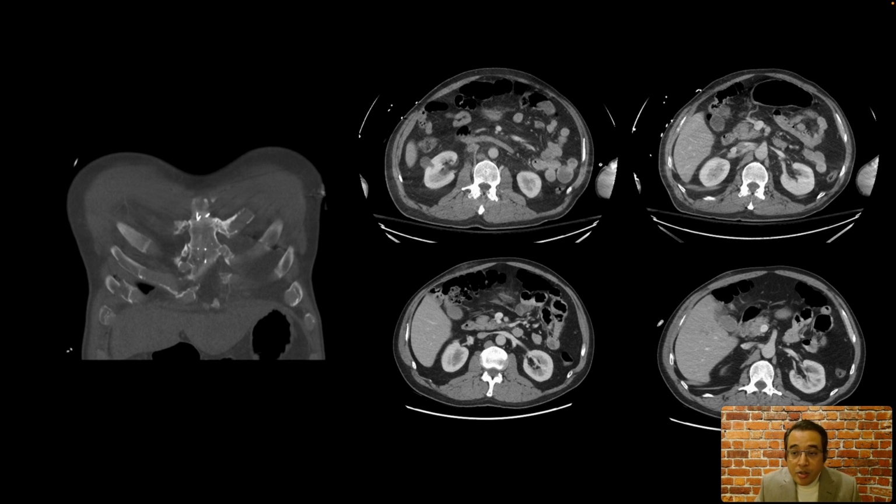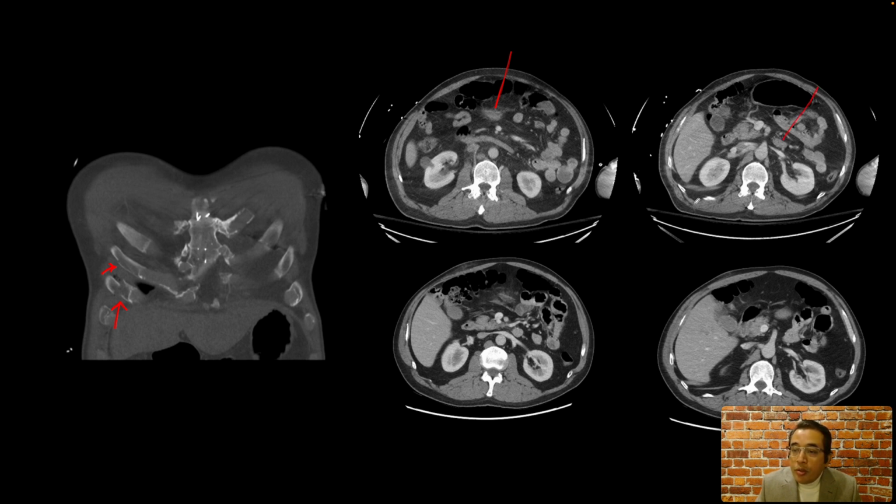This is our next patient. They presented with history of trauma. On the coronal CT chest image, we find a rib fracture, probably more rib fractures not captured in the single image. The interesting finding is that they had mesenteric hematoma, an ill-defined density seen in the mesenteric fat.